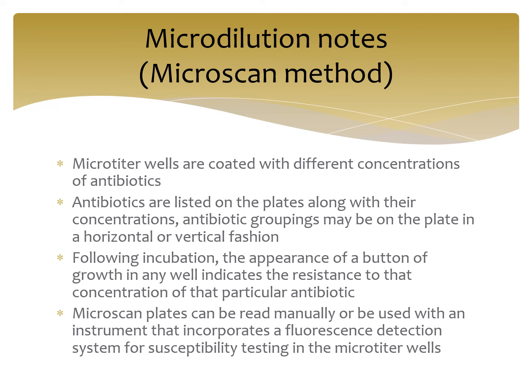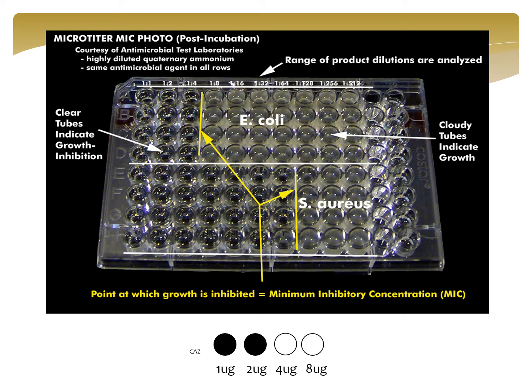MicroScan plates can be read manually, or you can put it on an instrument that incorporates a fluorescence detection system for susceptibility testing in the microtiter wells. Let me show you a picture of what this looks like. So here's an example of an organism on a 96 well MicroScan plate, and you can see that we have serial dilutions or concentrations of certain antibiotics. If your bug grows in the presence of that antibiotic, it means that it's resistant to that particular antibiotic.